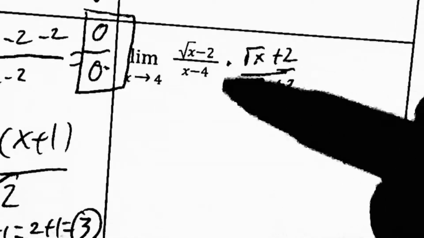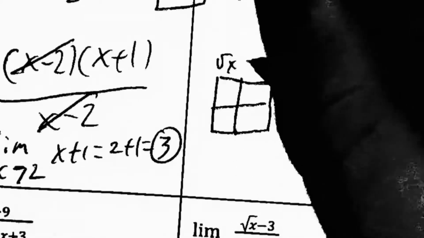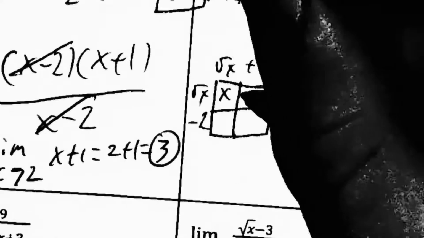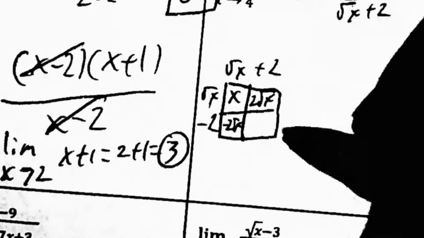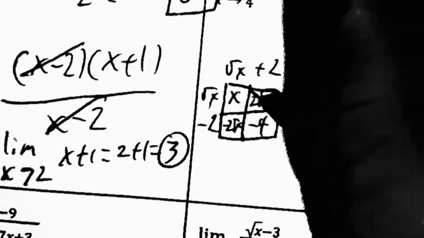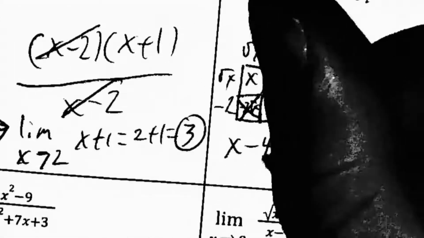Let me show you what's going on here with the numerator. When we multiply by root x plus 2 and root x minus 2, root x and root x just become x. 2 times root x is 2 root x. And then this is negative 2 root x. And then 2 times negative 2 is negative 4. So the 2 root x and the negative 2 root x cancel. So all I have left is x minus 4.